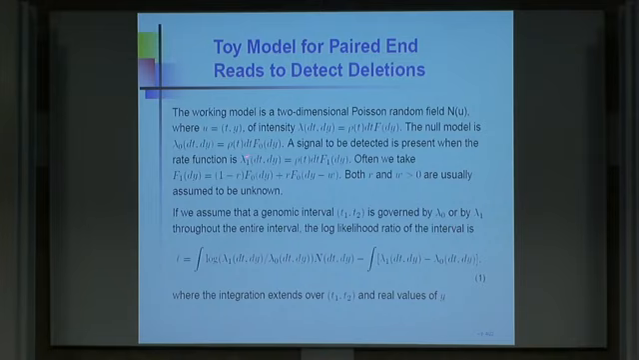And then we have a null model, which is under the model that I wrote on the preceding slide, where this is a normal with a known mean and variance. And then we have an alternative model, and typically we take the alternative model to be a mixture of the known model and the known model shifted. And as I say, both R and W are usually assumed to be unknown. And if we look at an interval, if we assume that we have either lambda 0 or lambda 1 throughout the interval, then we can write down a log likelihood function, just integrating the continuous parameter Poisson random field.